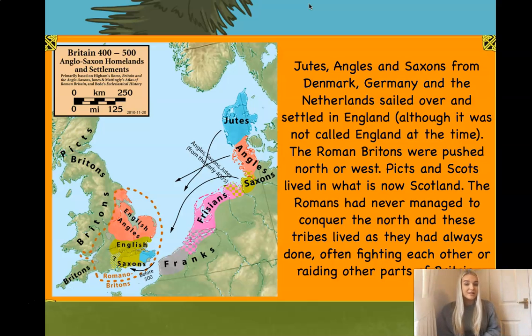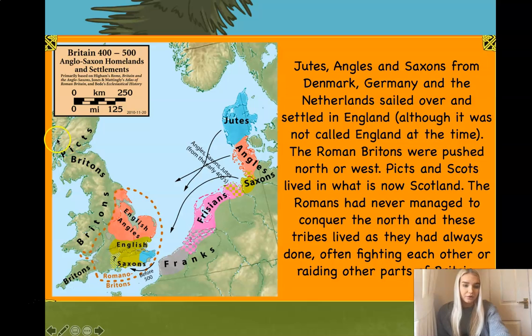And what happened was there were three groups of people. We already know about the Angles and Saxons who were from Germany and that they sailed over to settle in England. But there was also a third group of people, and they were called the Jutes. And we could see that the Jutes, the Angles and the Saxons came from Germany and they sailed to different parts. The Roman Britons were pushed north or west, and we can see that the Picts and the Scots now live in Scotland.